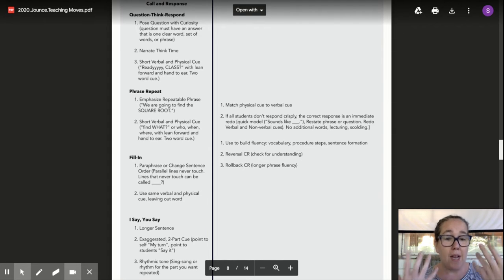The first one, on my initial delivery, I'm going to emphasize the repeatable word or phrase. 2 lines that meet at a 90-degree angle are perpendicular. So a little pause and emphasis on that word or phrase that they're going to repeat. My second step here is I'm going to have a short verbal and physical cue, just making it clear to students that it's their turn to come in. I can use just the preceding word, or as it says here, I can use something like what, who, when. That works as well. So doing that same one, I'll do both steps together.